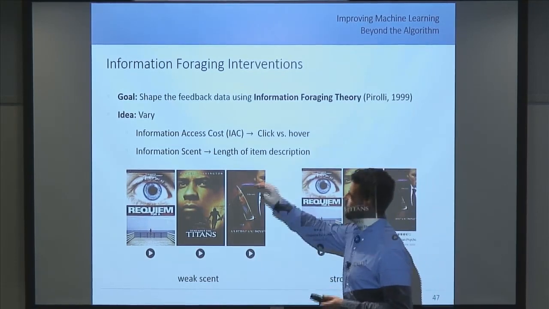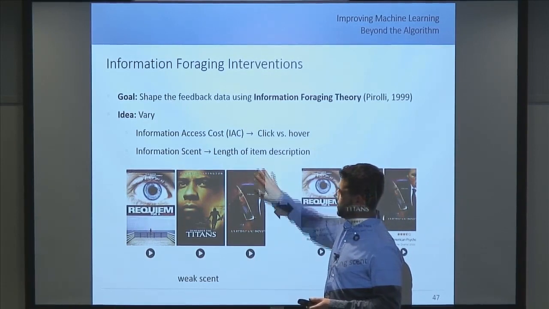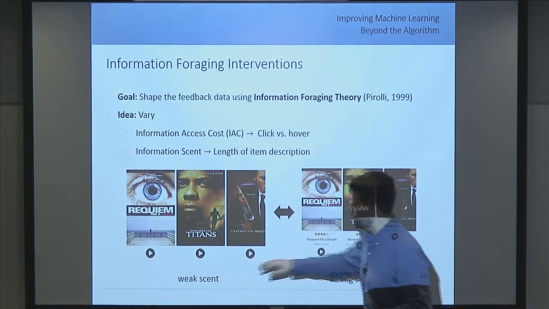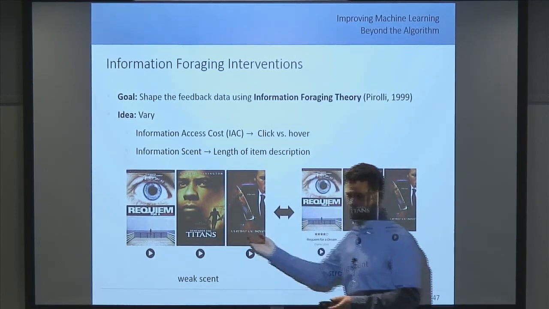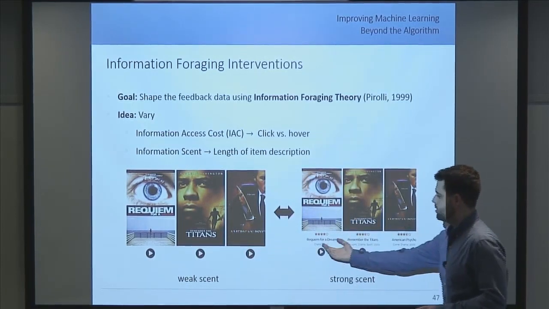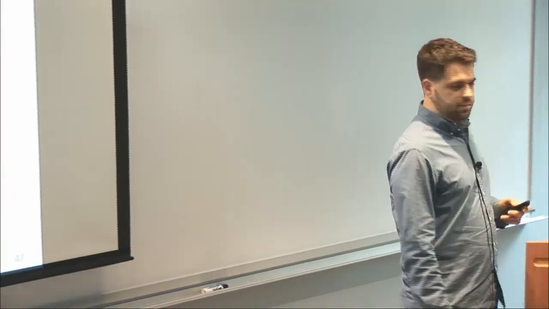And then information scent was the second axis, where we varied the length of the information description. In the weak scent condition, there was nothing shown below the posters, just the posters. And in the strong scent condition, you had the number of stars, the title, and the genres along with the year.